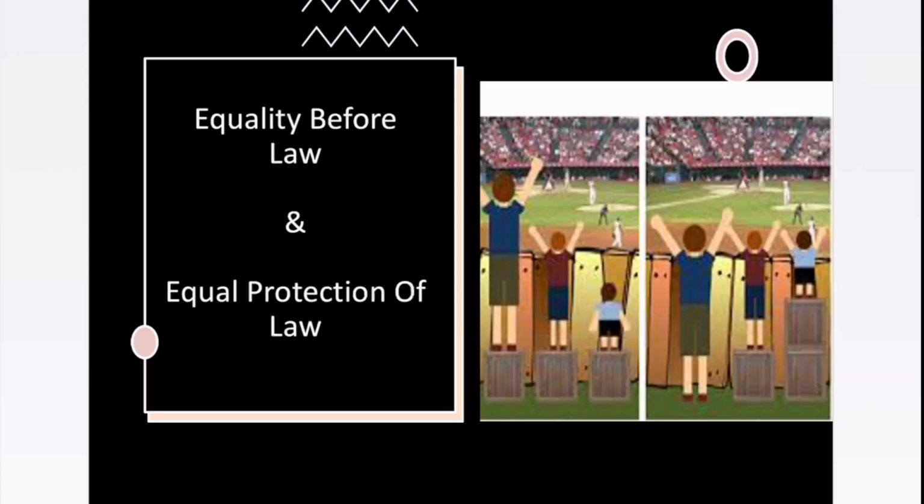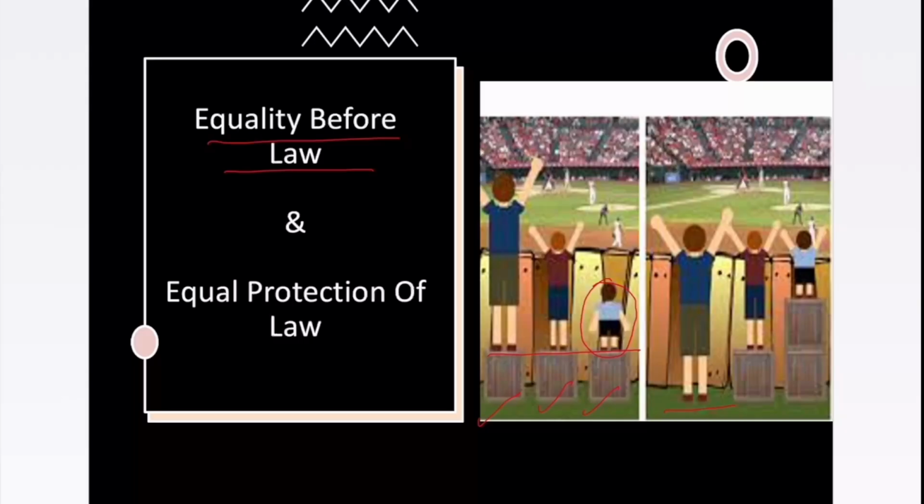law. Here you would see that these three kids who are watching a match, in the first picture, all have been treated in the same manner. They're standing on the same pedestal, same size of pedestal. This has led to a situation where one of the children, who is the smallest of them all in height, is unable to view the match. So this is an example of equality before law, where everybody is treated equally irrespective of how they are placed.